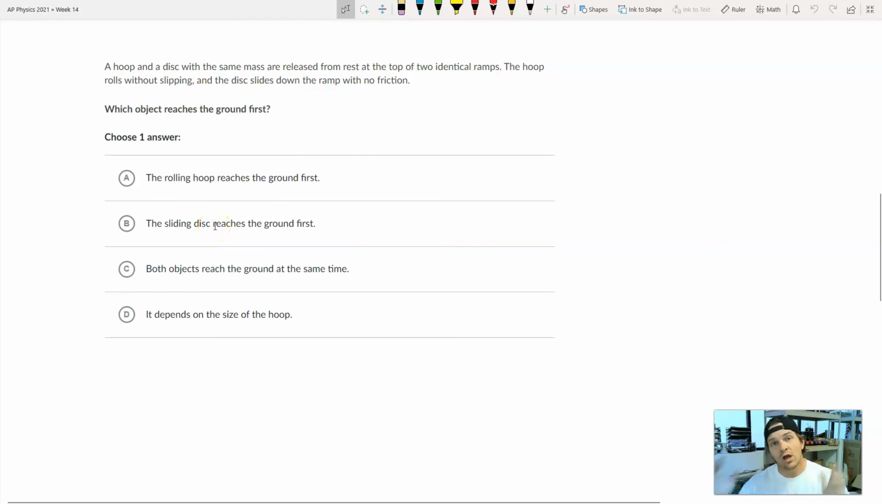You just need to know that energy gets split up between the translational kinetic energy account and the rotational kinetic energy account. That is all you need to know.